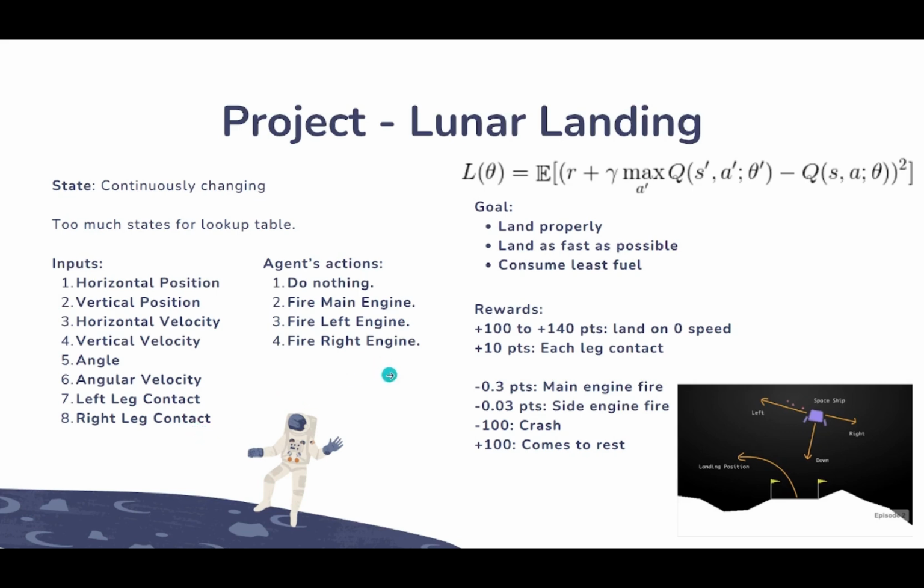However, the actions are very few. The lander can either do nothing, fire the main engine, or fire the left or right engine. Our goal is to land properly as fast as possible, consuming less fuel. In order to do that, we have this loss function which we are going to minimize using gradient descent. That's how we're going to train the neural network. For reward, we have plus 100 to 140 points to land at zero speed, that means without collision, plus 10 points for each leg contact, and we decrease points to optimize for less fuel consumption, and if the lander crashes, we have minus 100 points.